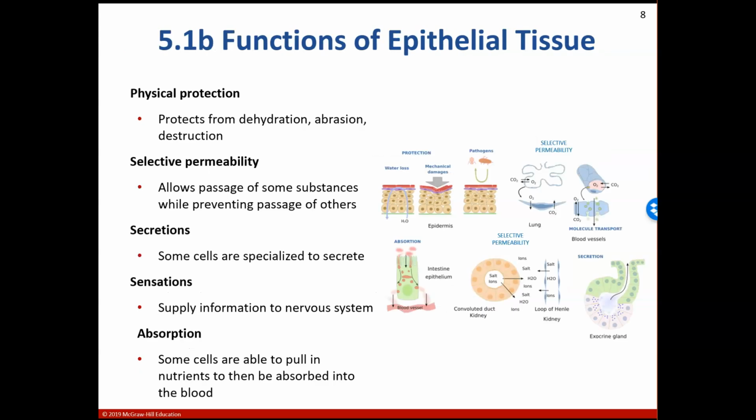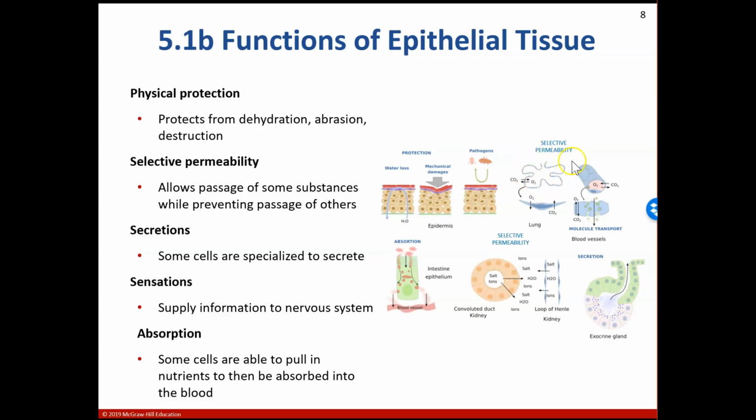And for our functions of epithelial tissue, we mentioned at the beginning that one of them is protection. The epithelial tissue will stop dehydration from taking place, or abrasion and destruction that can take place from mechanical damages, and will even help our immune system by keeping out pathogens or microbes from our body. We'll also have the ability to be selectively permeable, which means that we're going to allow the passage of substances while preventing passages of others.